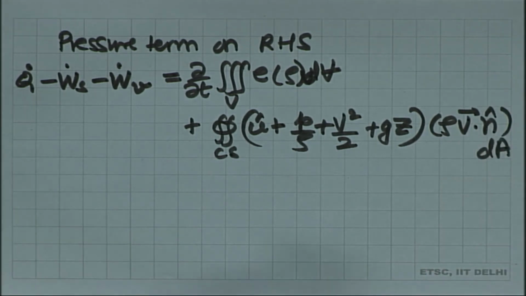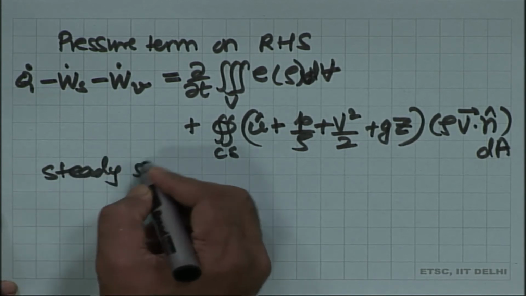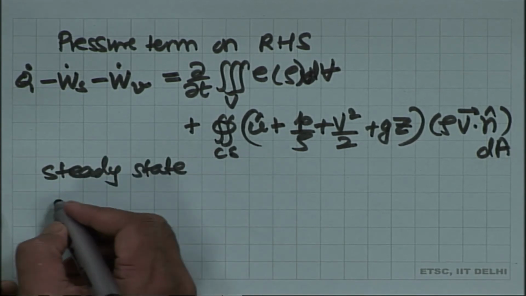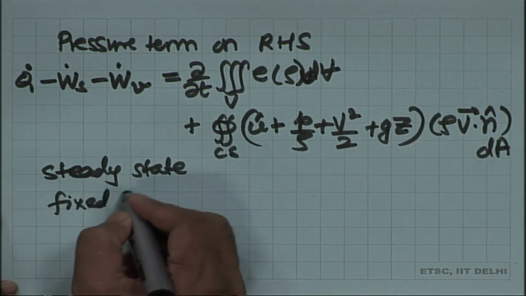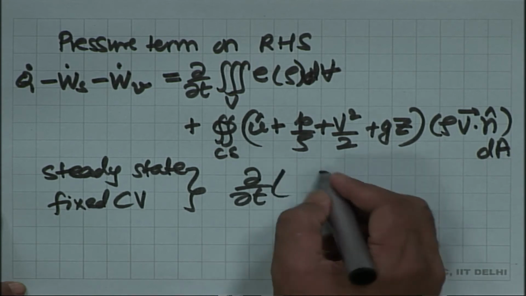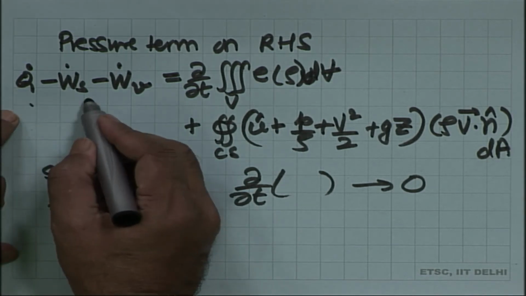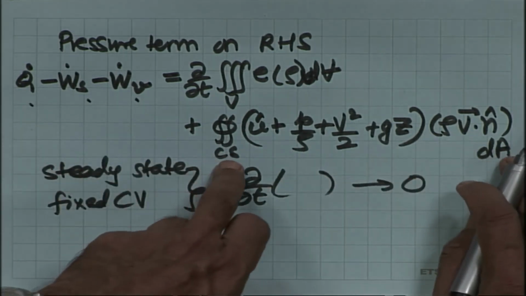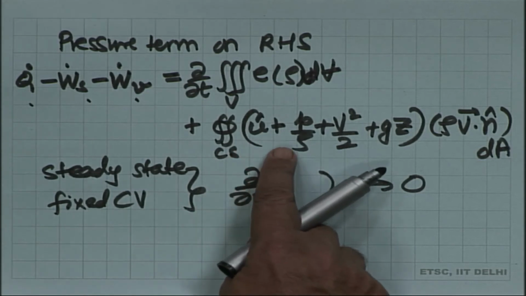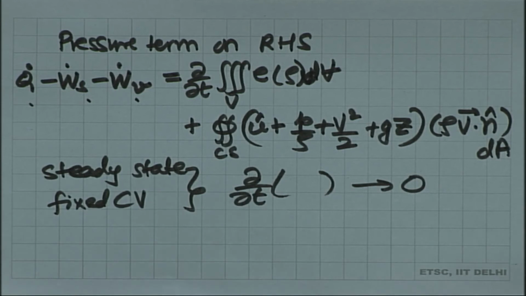So, now if we have steady state and a fixed control volume, then the d by dt term will be 0, and we will be left with q dot minus w s dot minus w v dot is equal to the surface integral of u plus p by rho plus v square by 2 plus gz. So, this is the form we will be left with.